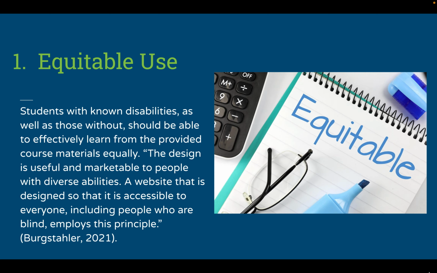So, the principles as discussed by Burgstahler are equitable use. Students with known disabilities, as well as those without, should be able to effectively learn from the provided course materials equally. Burgstahler states that the design is useful and marketable to people with diverse abilities. A website that is designed so that it is accessible to everyone, including people who are blind, employs this principle.